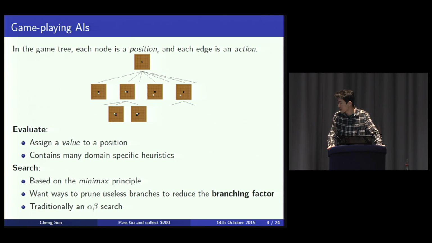The most important thing about search is to try and reduce the branching factor, which is to ignore bits of the game tree which are useless to us because they're obviously bad moves. So typically, we use something like an alpha-beta search to do that.